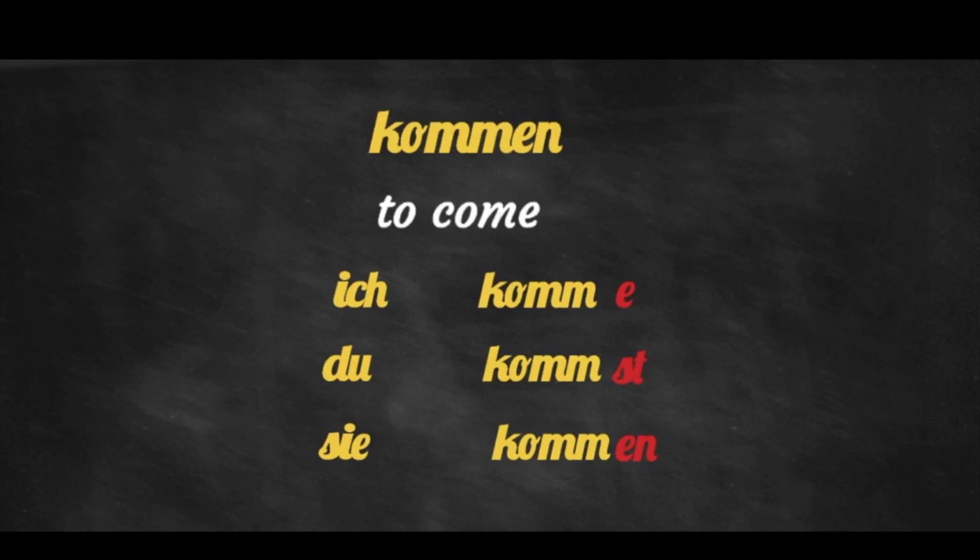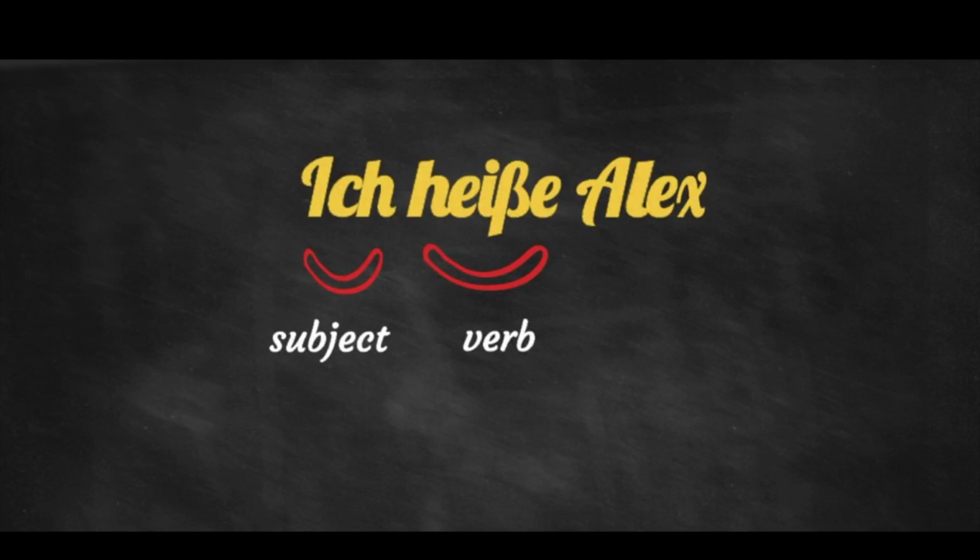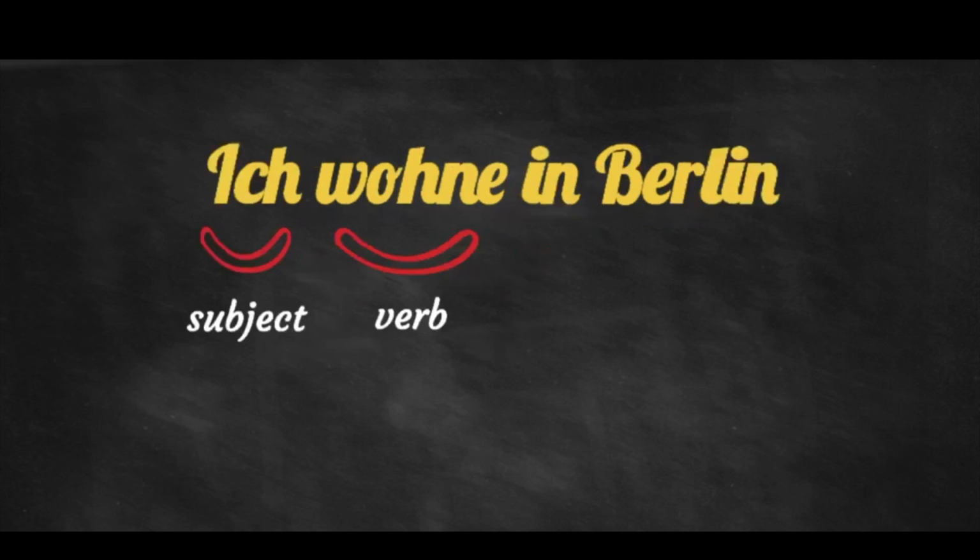Now I will tell you the sentence structures of different types of sentences. Ich heiße Alex. Here ich is the subject and heiße is the verb. The subject always conjugates the verb and the verb mostly comes at the second position. Next example is Ich wohne in Berlin. Here ich is the subject and wohne is the verb.